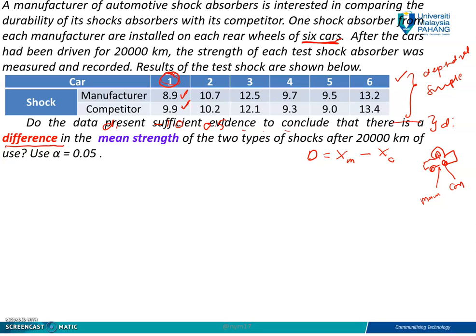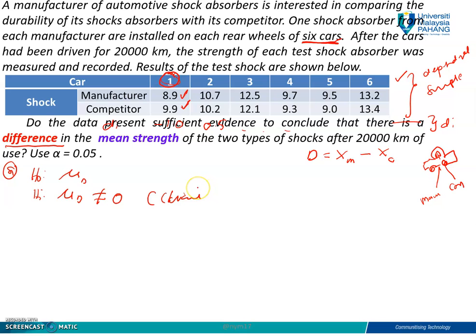Similar, you have 5 steps. Okay, so step number 1, write down your null and H1 hypothesis. So this is a dependent sample, so we will have mu D, right? And then the question asks you whether there is a difference or not. So difference means not equal to 0, right? So this is the claim.